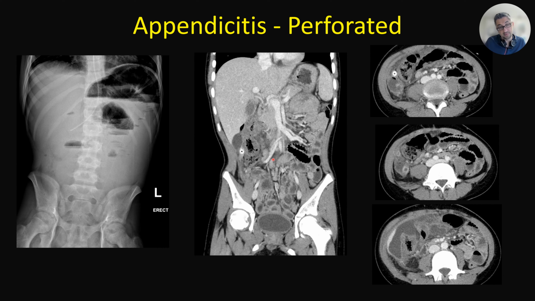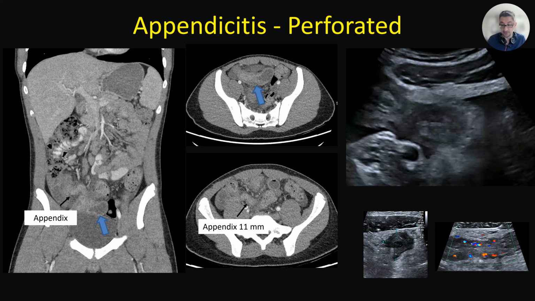Here is another perforated appendicitis presenting with bowel obstruction. So you can see multiple loops of bowel and air fluid levels, and CT confirms appendicitis with an appendicolith in it. Appendix is distended, there is wall thickening, there is surrounding echogenic fat and surrounding fat stranding on the CT, and this complex fluid collection. And this is a perforated appendicitis.